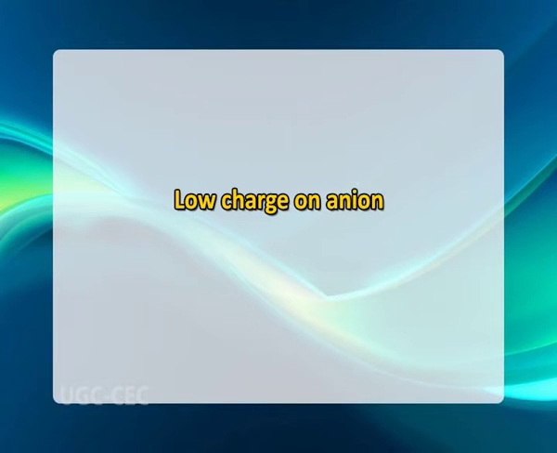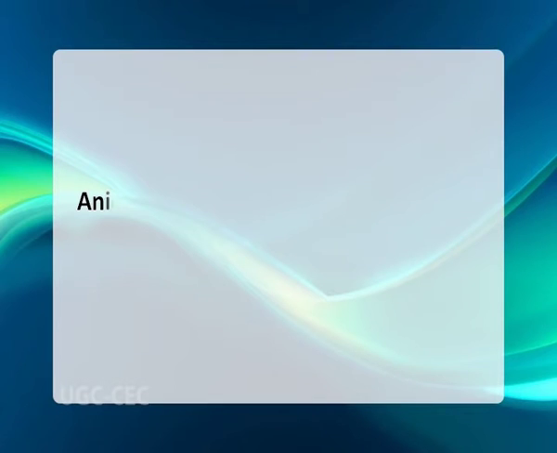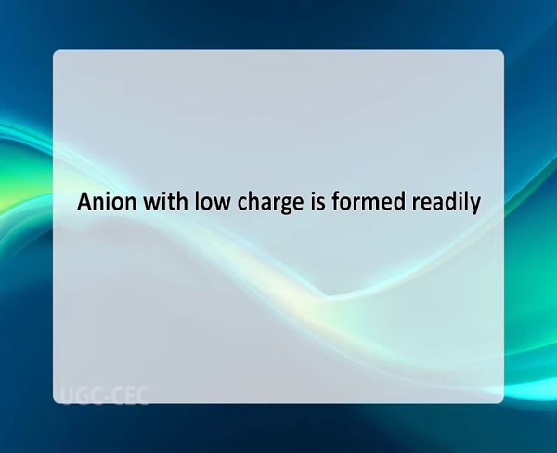The third factor is low charge on anion. The formation of highly charged anions is difficult since the addition of successive electrons to the atoms becomes difficult due to repulsion from electrons within the atom. Hence, anions with low charge are formed readily.